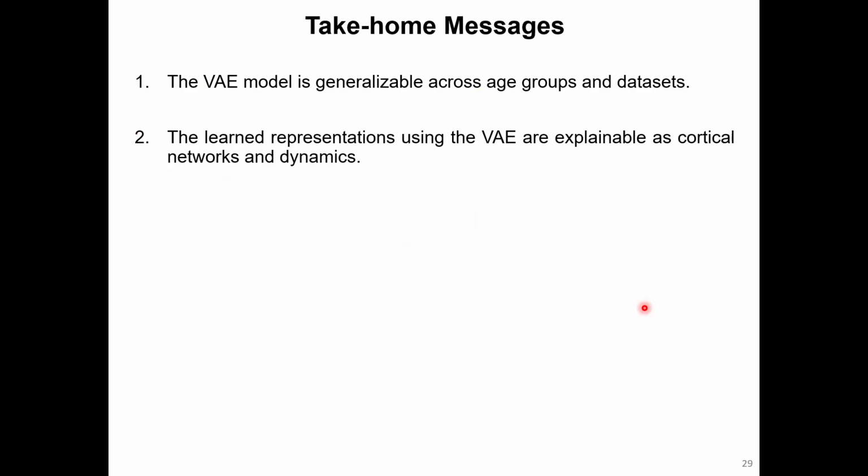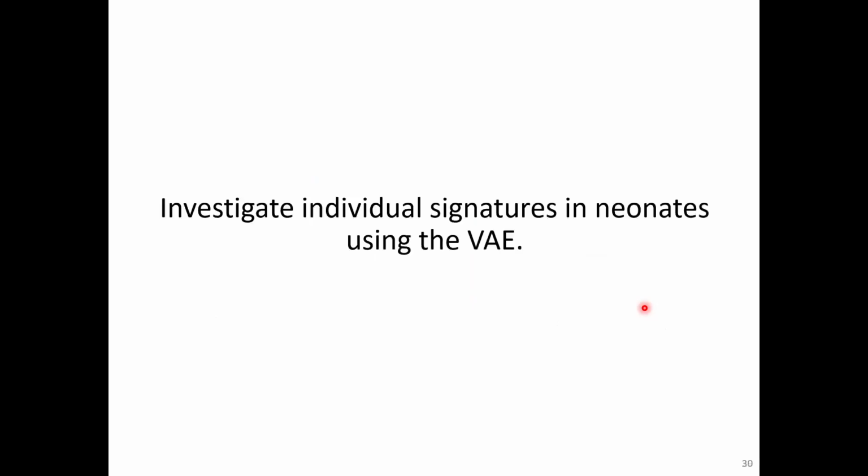So the take-home message here was that the VA model was generalizable across age groups and data sets, and the representation learned by the VA model is explainable as cortical networks and dynamics.